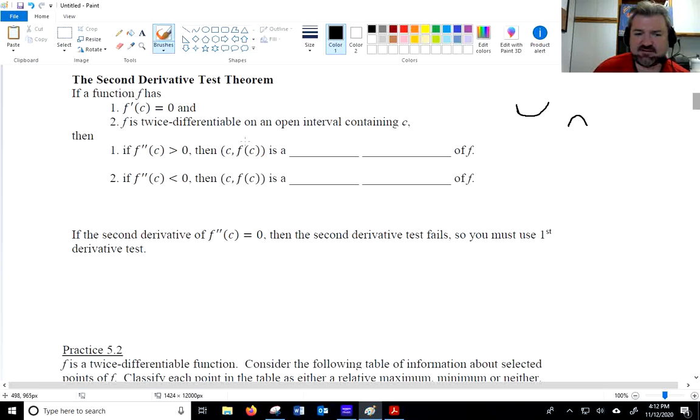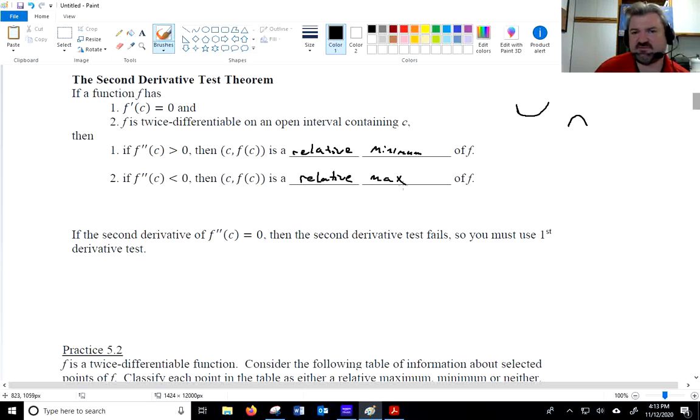So if f double prime of c is greater than 0, then (c, f(c)) is a relative minimum. Think about it. We have a positive second derivative, so we're concave up. And if we're concave up, we're shaped like a cup going up. We must have a relative minimum. And if f double prime is negative, then we're concave down, so we're shaped like a hill, right? Then this would be a relative maximum.